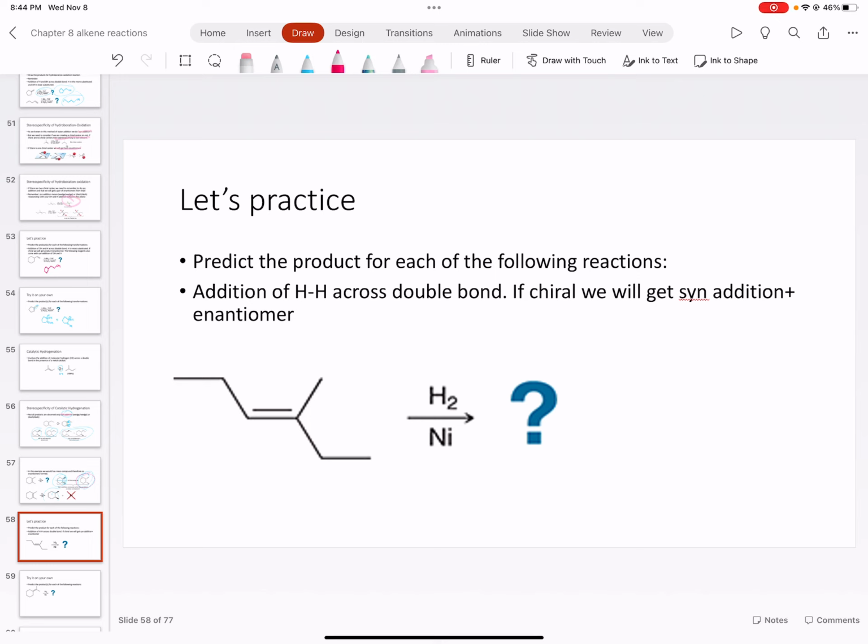So then let's practice. Predict the product for each of the following reactions. Okay, so then we're just adding hydrogens on both sides.